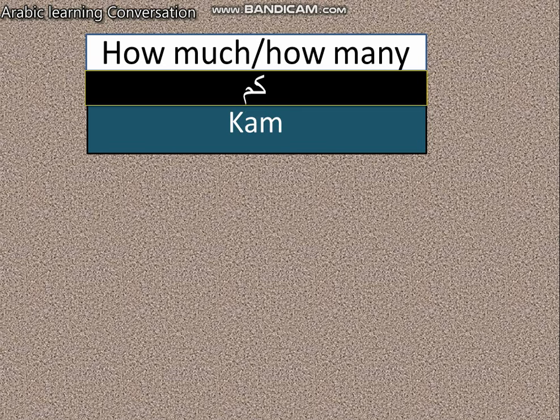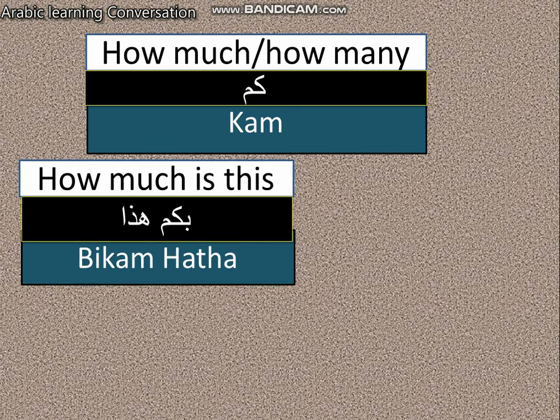How much or how many? Come. If you want to ask about the price, then you have to add the be sound before come. Be come hatha. Be come means how much. Hatha means this. How much is this? You are asking about the price of something.